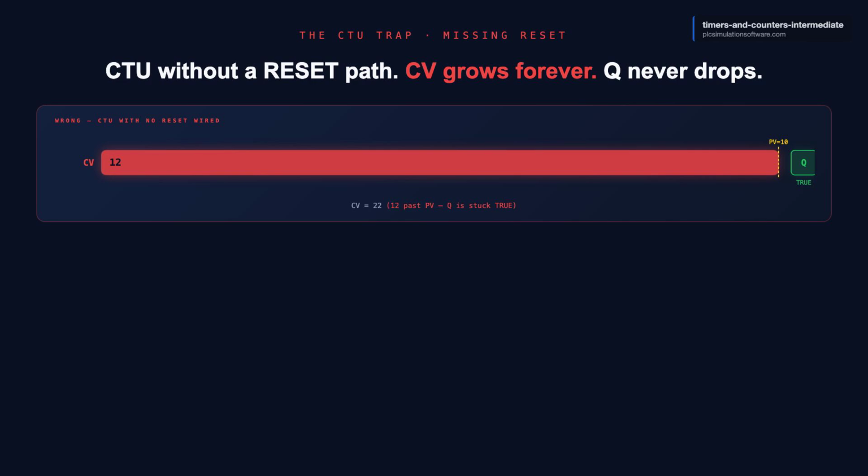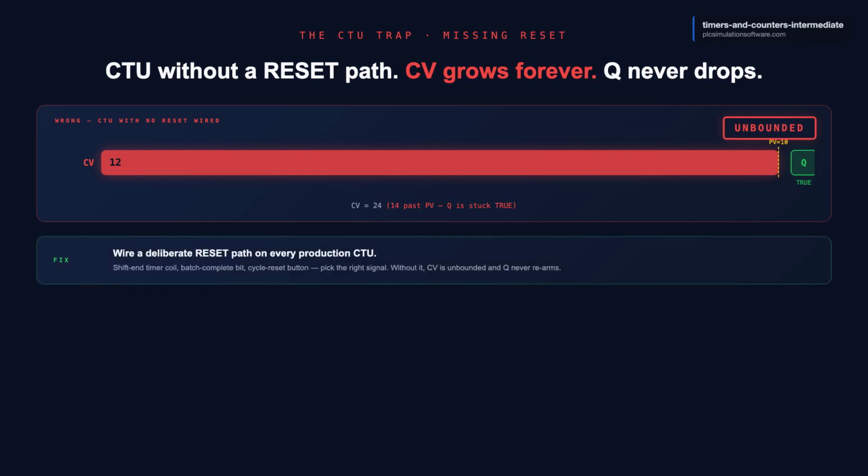Here is the most common beginner counter trap. The intended behavior is count parts per shift, then reset at end of shift. The beginner reaches for CTU, wires the part sensor to CU, and forgets to also wire a shift-in signal to reset. The counter runs all day and all night. CV grows past PV and keeps growing. Q is true the entire second half of the shift. The shift-in changeover runs, but nothing resets, and tomorrow's counts start from yesterday's number plus the new arrivals. The rung looks correct. The math is wrong.